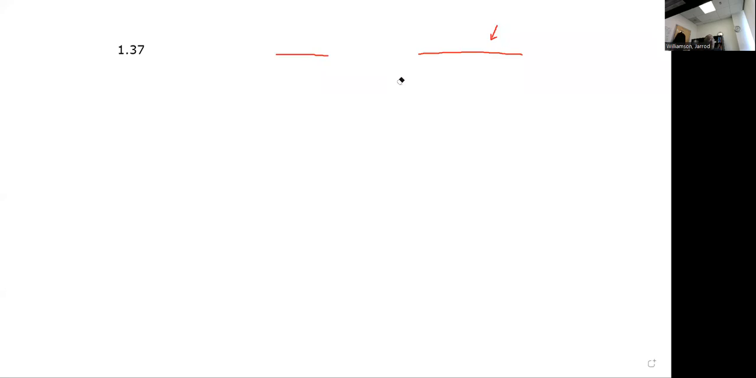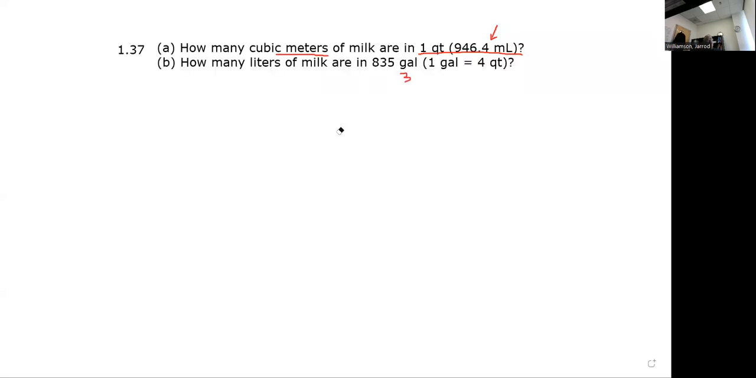Okay. Now, moving on to letter B. It says in letter B, how many liters of milk are in 835 gallons? I'm going to go 835, that's my given, 835 gallons. And this relationship of 1 gallon is 4 quarts is exact. I'm going to go 1 gallon, 4 quarts. Kind of poorly written, but I'm writing with my mouse.